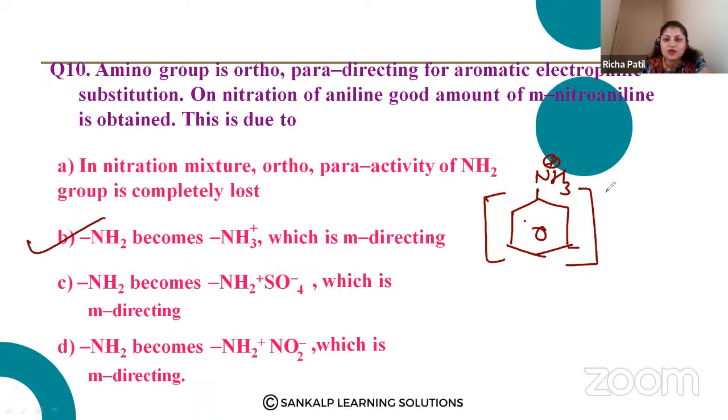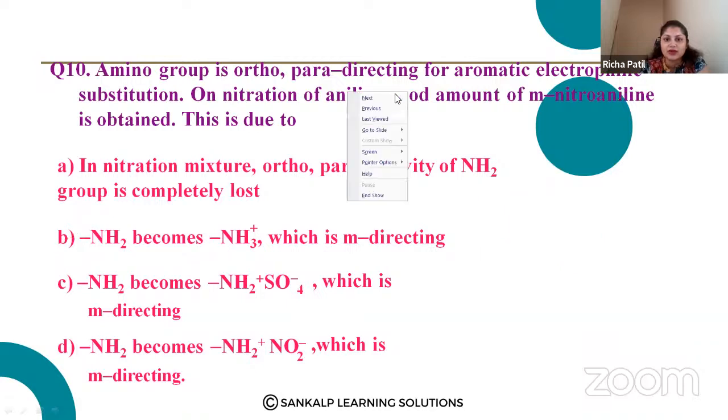So because of the acidic medium, NH3+ forms, the anilinium ion, and because of that the group is meta-directing. So it will yield meta-nitroaniline as the major product. Okay, so this is the answer. We'll go for the next one.